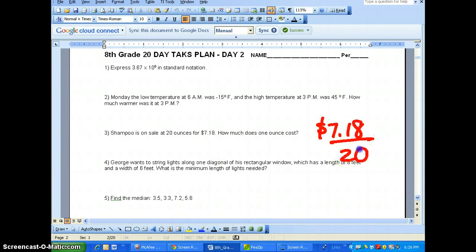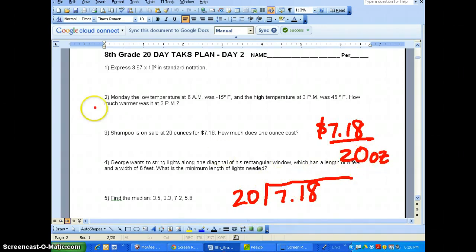$7.18 for 20 ounces. That fraction bar is a division symbol. Which one goes in the house? Yeah, the top one always goes in the house. If it's written in fraction form, your numerator always goes in the house. The denominator goes outside. So on number 3, it's a division problem. I want to see you do all the work. Don't use a calculator, do this by hand.